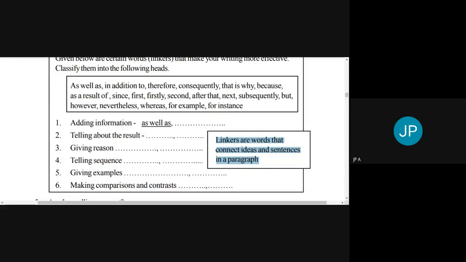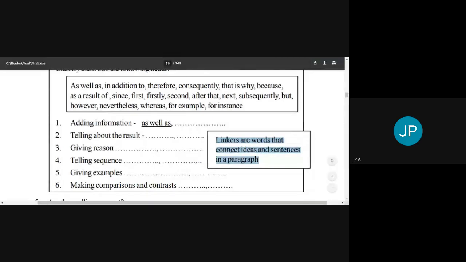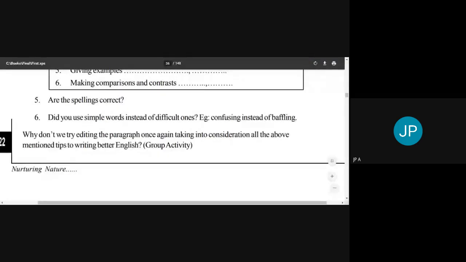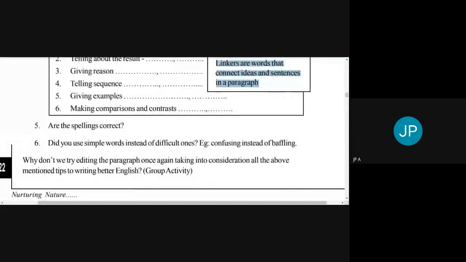So, depending on the purpose, depending on the need of the situation, we have to use these different linkers. I think it is very clear to you. So, we move on to the next topic, which is about the paragraph that we discussed yesterday.